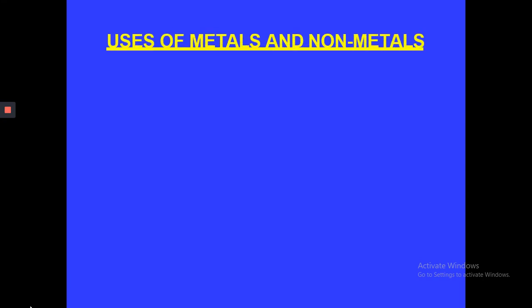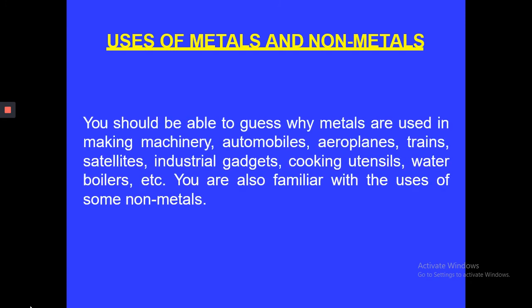Now we will discuss the uses of metals and non-metals. We should be able to guess why metals are used in making machinery, automobiles, airplanes, trains, satellites, industrial gadgets, cooking utensils, water boilers, etc. Metals are malleable, ductile, good conductors of heat and electricity, and strong. That's why metals are used for making machinery, automobiles, airplanes, trains, satellites and industrial gadgets.